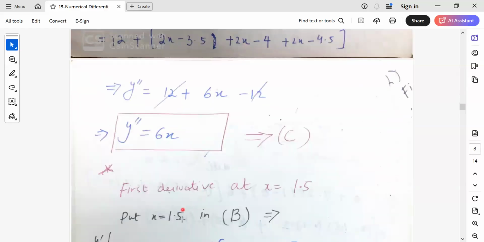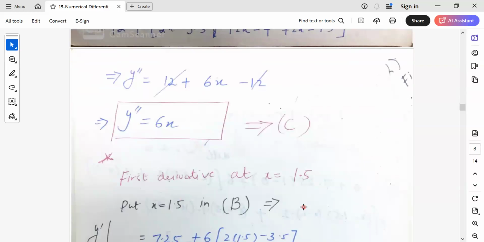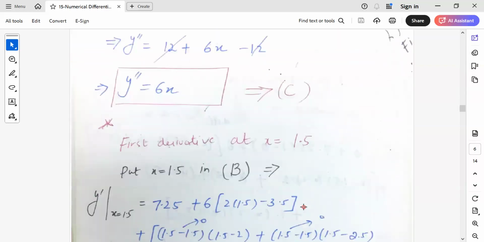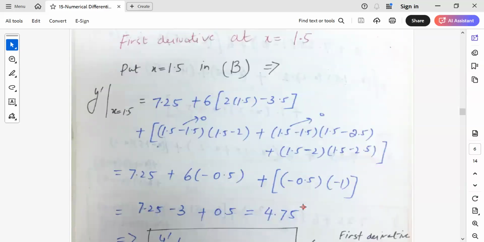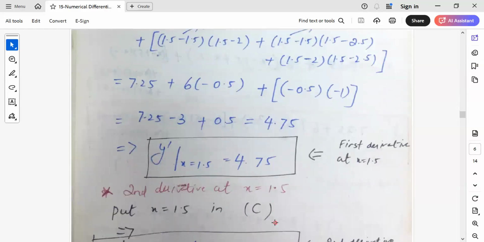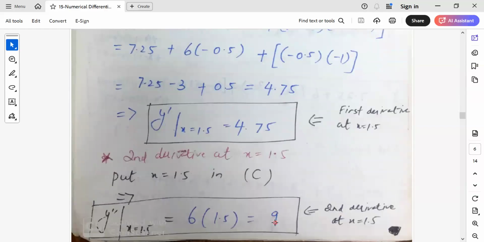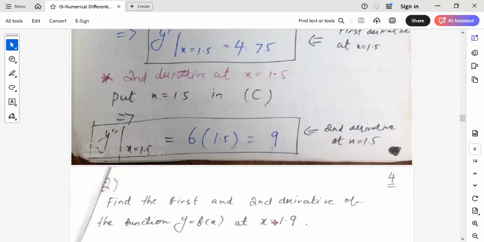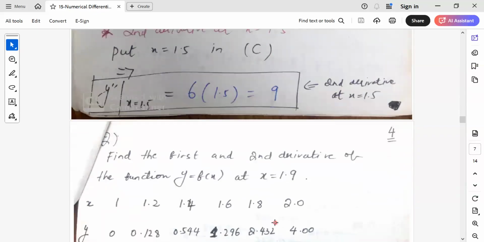Now for the first derivative at x equal to 1.5, put x equal to 1.5 in it and you will get the answer. Here it is 4.75. For the second derivative, again we will put 1.5 here, so the answer would be 9. Now here is the second question. Find the first and the second derivative of the function at x equal to 1.9. So this point is at the end.